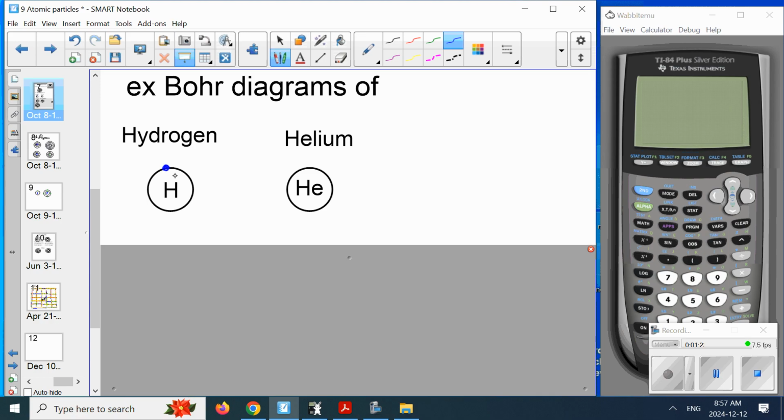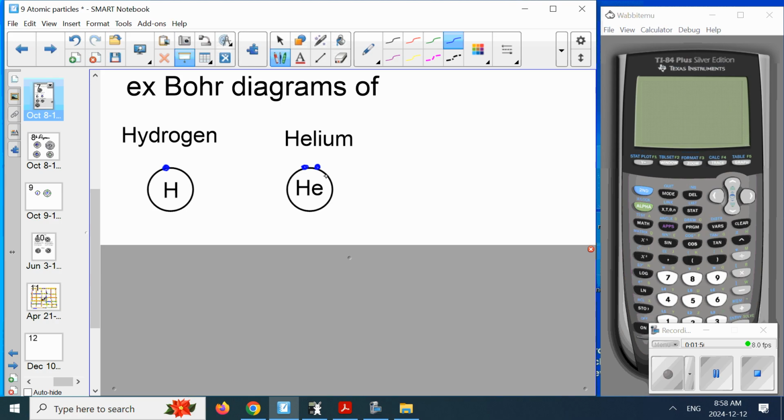Helium has two, and we group two electrons together. That completes the first row, the first ring. I need to show the first two. Make your dots, don't make them specks. I need to know that you've actually put it down there, so make it a round dot. Okay? So that's hydrogen and helium.